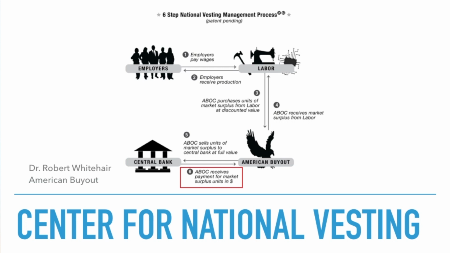A portion of this payment is profit on the difference between the full market value of the market surplus units sold to the central bank and the discounted amount ABOC pays employees for the units. This gross profit will be used by ABOC to meet its obligations per the American Buyout Consortium agreement. So these obligations include universal health care, education supplements, and so on. So that was a mouthful.